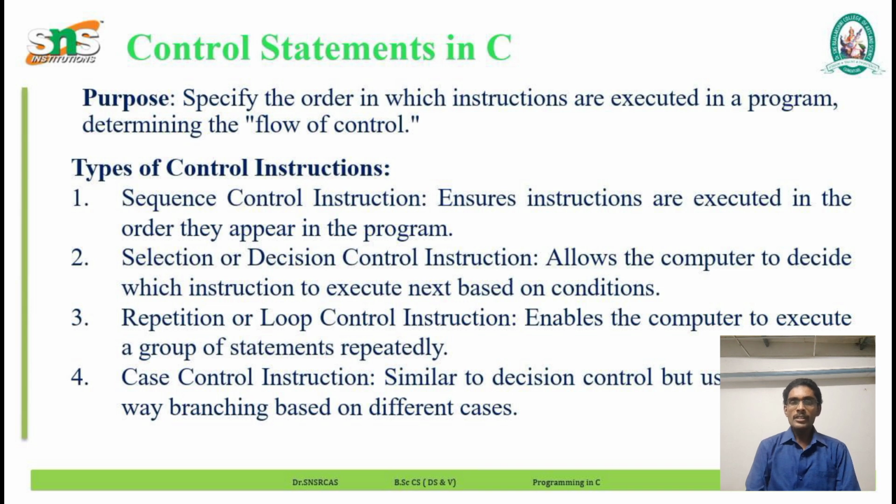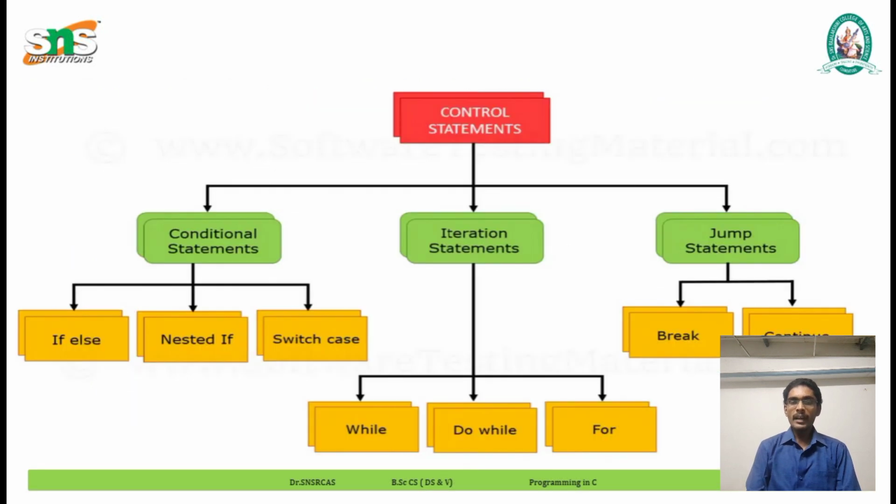In general, control statements are classified into three main categories, namely conditional statement, iteration and jumping statement. Conditional statements contain if, nested if and switch case. Iteration contains while, do while and for, whereas jump statements have break and continue operations.